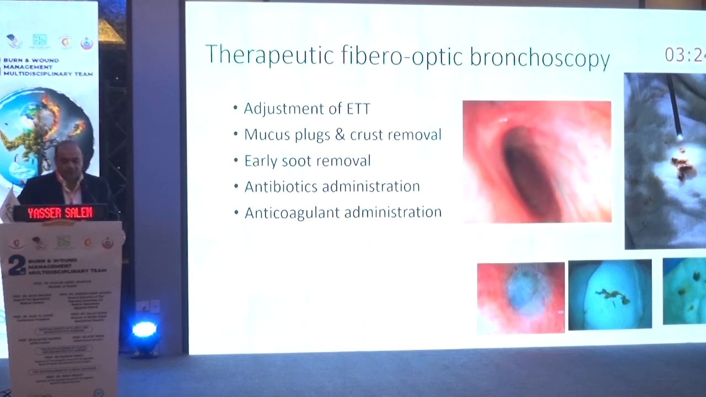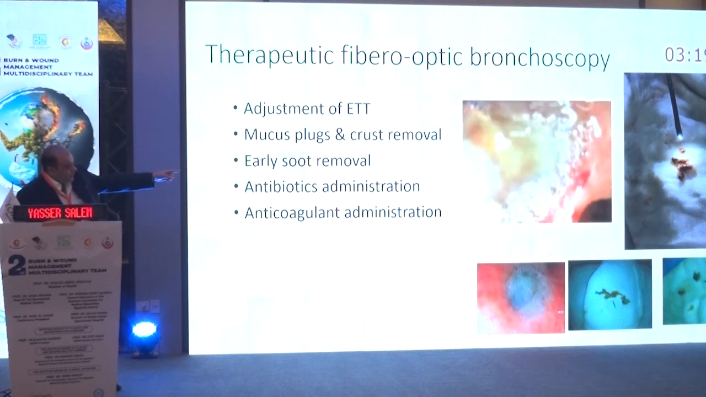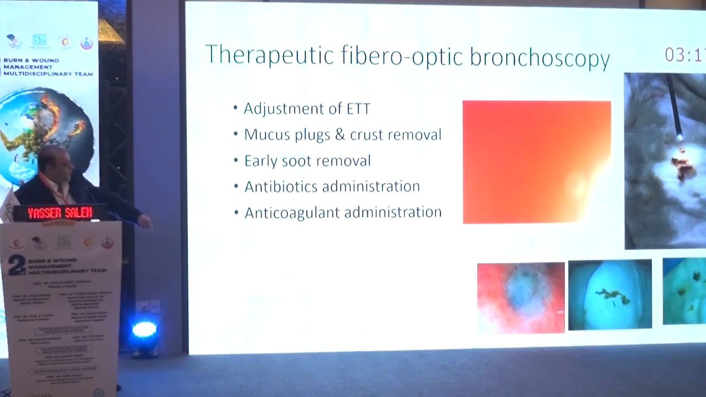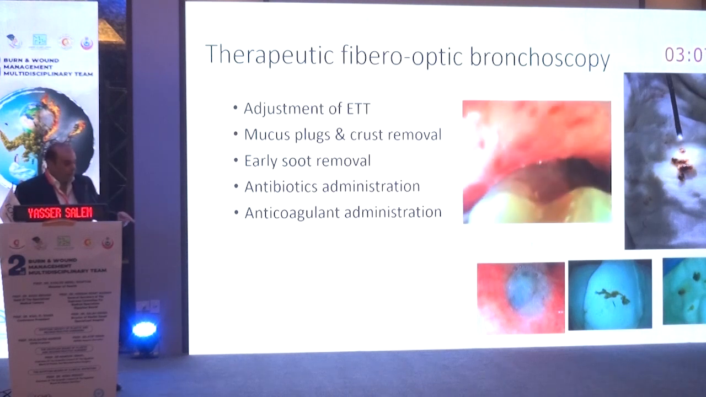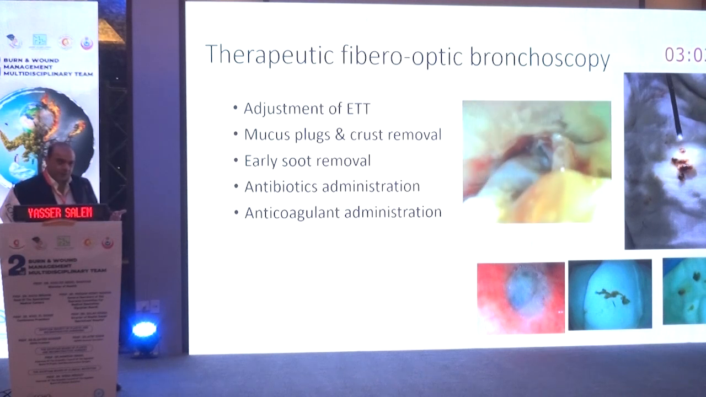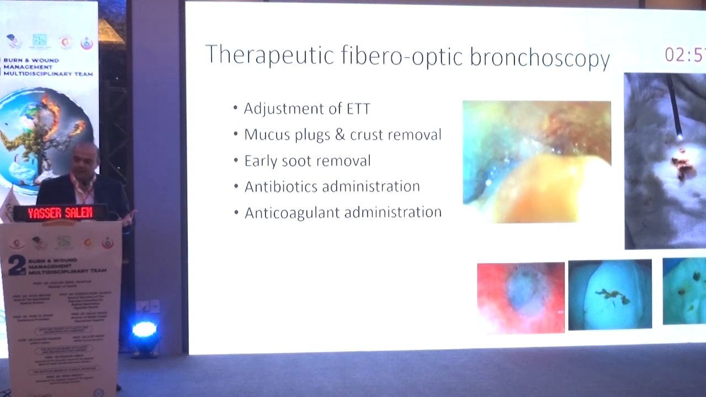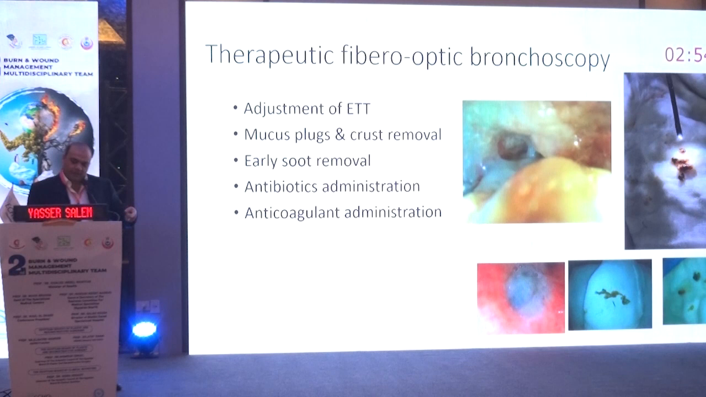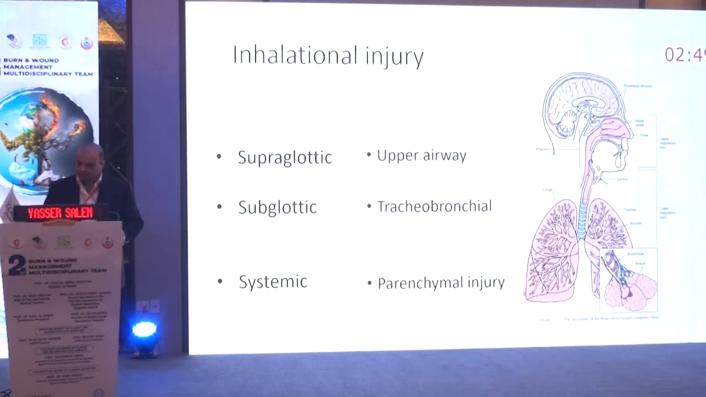Okay, about the therapeutic fiber optic bronchoscopy, you can adjust the endotracheal tube. These are mucus casts, mucus plugs, and you can remove these mucus cast plugs. As we can see, there are multiple densities, multiple colors, and multiple sizes of these plugs. Early soot removal is important, because the soot also retains heat. So if it is retained inside the airway, it makes more injury. In addition to the antibiotic formation, anticoagulant formation.